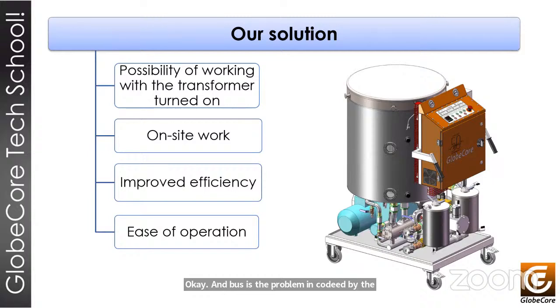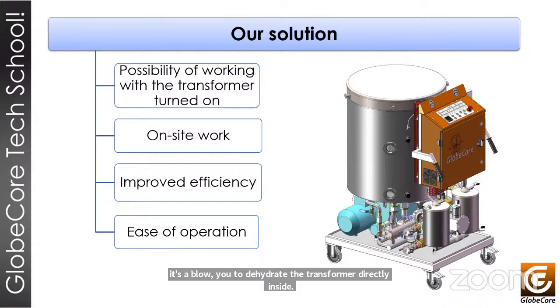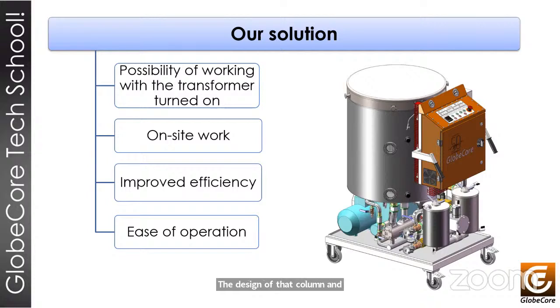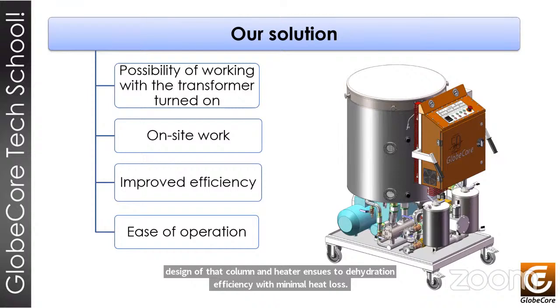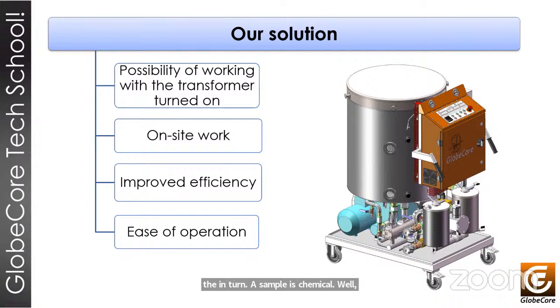Okay, but it's a problem, encoded by the operator. We designed transformer maintenance units as a solution. The unit for dehydration and functioning of the transformer was designed. It allows you to dehydrate the transformer directly inside. The design of the column and heater ensures good dehydration efficiency with minimal heat loss, and increases the efficiency of the equipment in turn. A simple scheme and well-developed operation logic make the equipment easy to operate and do not require trained personnel.